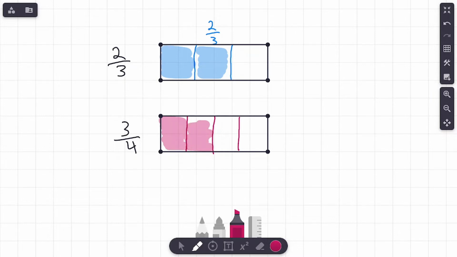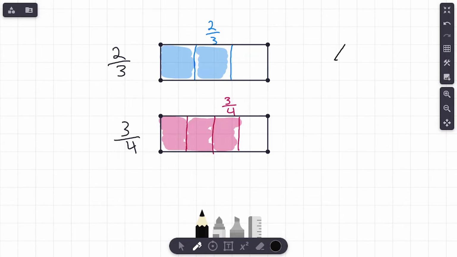Here's 2. And here is 3. Boom, there it is. I'll even write it in. 3/4. So, do you remember there were 3 symbols that we've been talking about when we are comparing fractions? Think for a second, what are those 3 symbols that we've been talking about?